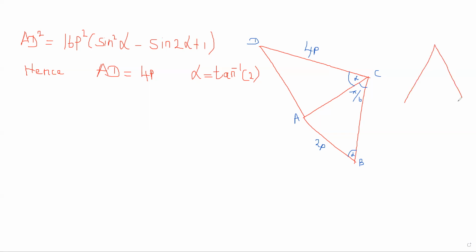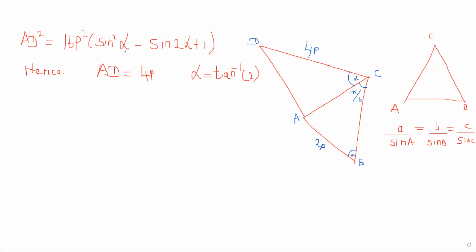For any triangle ABC, so let's say this is ABC, a over sine A is equivalent to what? a over sine A is equivalent to b over sine B, that is equivalent to c over sine C.